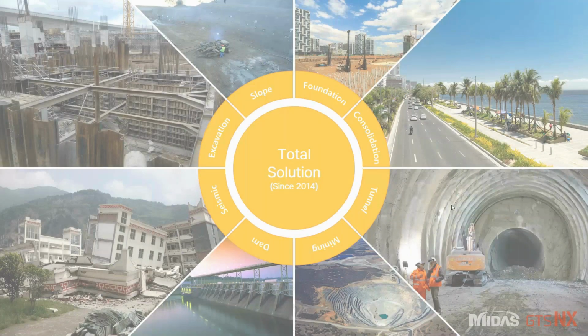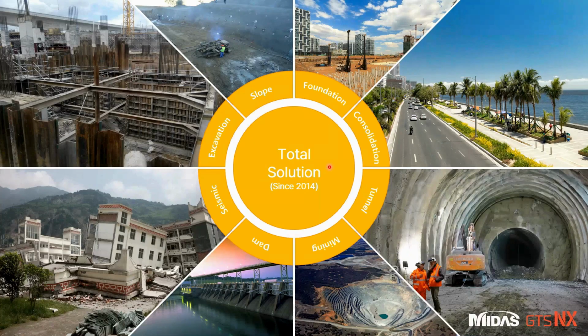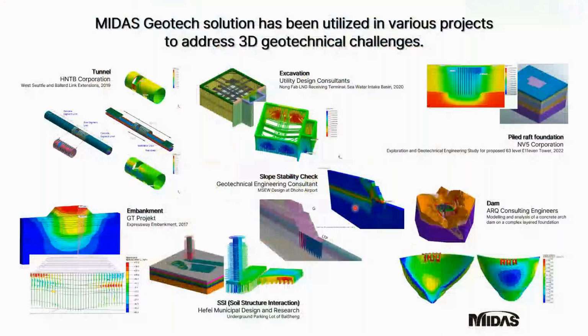In this way, GTS NX provides an overall solution for various kinds of geotechnical applications like slope, foundation, consolidation, tunnels, mining, dams, seismic analysis, as well as excavation. These are some of the projects worldwide where GTS NX has been used, starting from tunneling projects and excavation, piled foundations, embankment consolidation and ground improvement, and slope stability assessment, then soil structure interaction, and finally the analysis for dams.